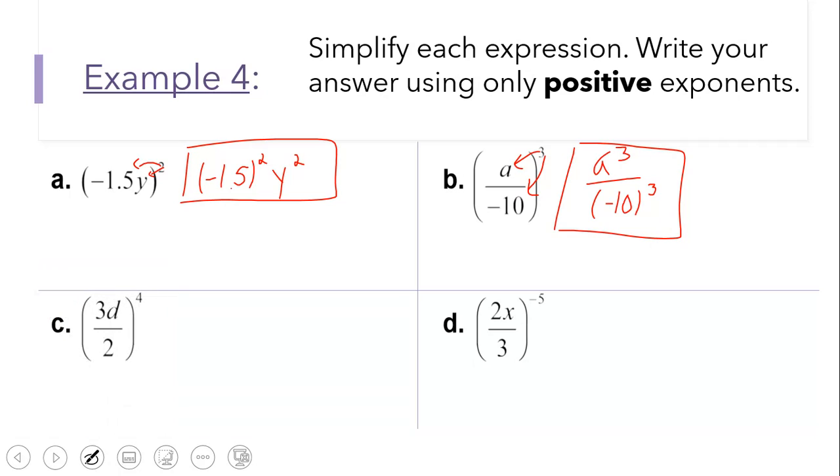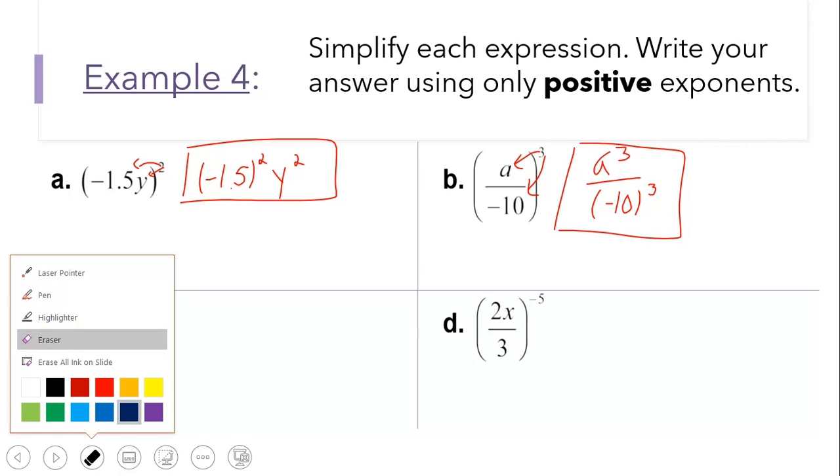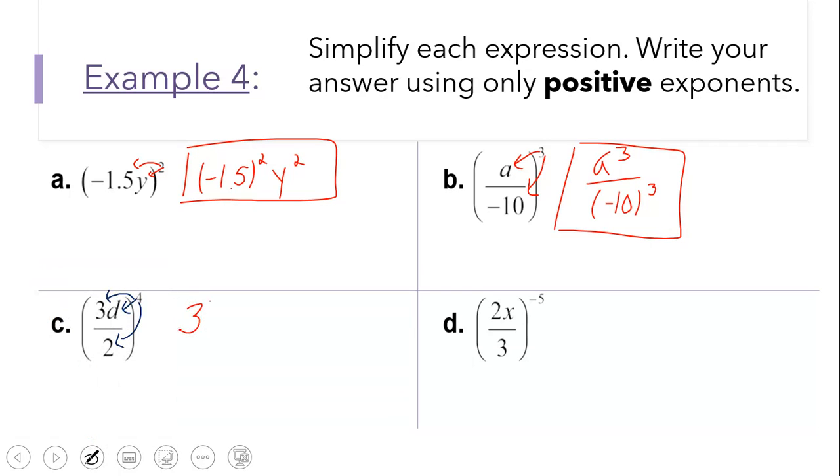Common error on this one, don't forget to give that 4th power to the 3 as well, and not just the d. Lots of times we'll see this, 3d to the 4th over 2 to the 4th. But remember, that power of 4 has to go to everything, every single component it needs to reach. So we'd end up getting here 3 to the 4th power, d to the 4th power, over 2 to the 4th power. Now, if you want to simplify this, you certainly could.